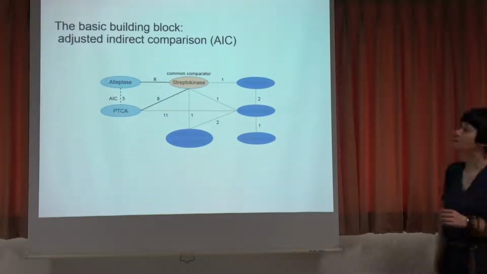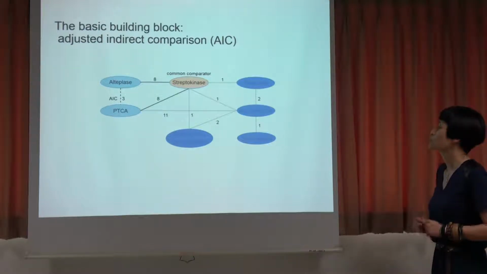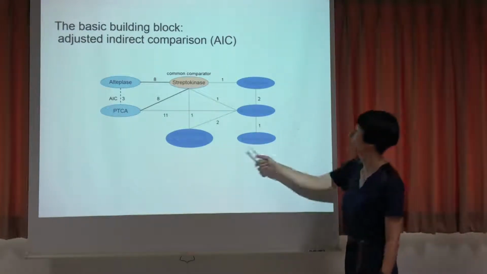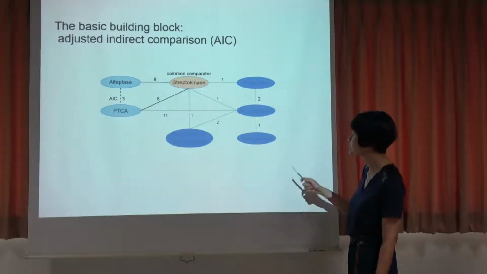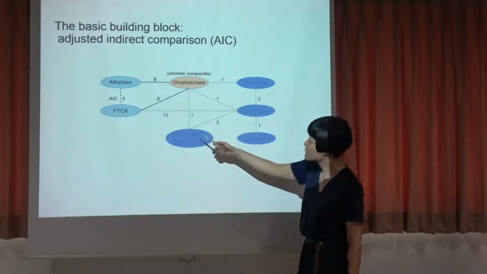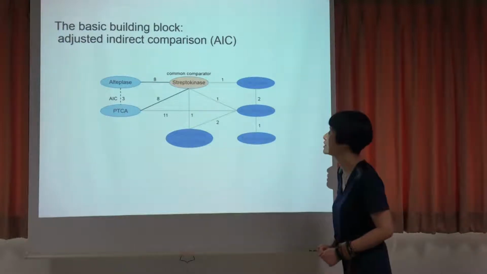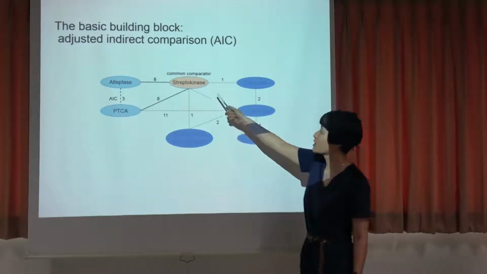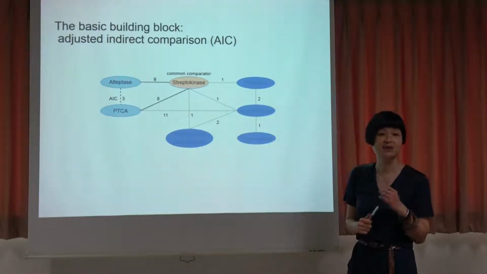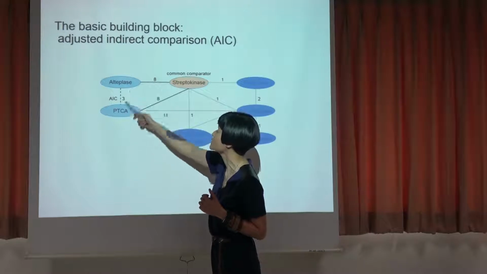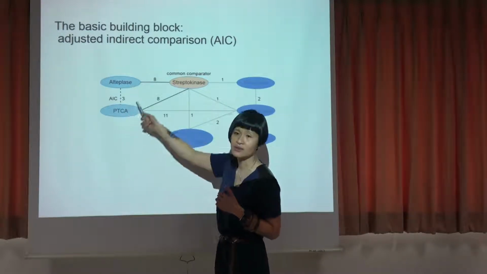So let's look a bit closer at how we do this. So this is about adjusted indirect comparison, which is what network meta-analysis is building upon. So this is our network of trials, as I've shown you earlier. And I'm just going to look at this particular connection. So here we have 8 studies that compared alteplase with streptokinase, and then 8 studies comparing PTCA with streptokinase. So streptokinase here is the common comparator, the anchor. And through these studies and these studies, you can actually calculate an adjusted indirect comparison between these two.